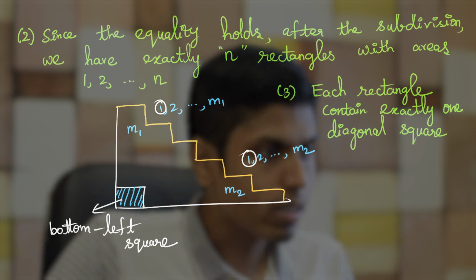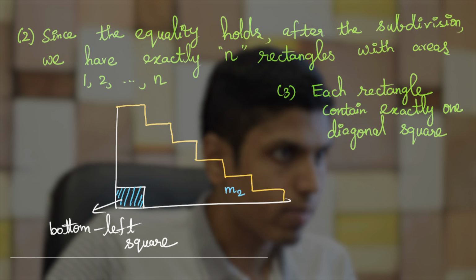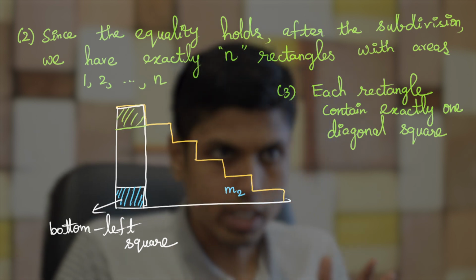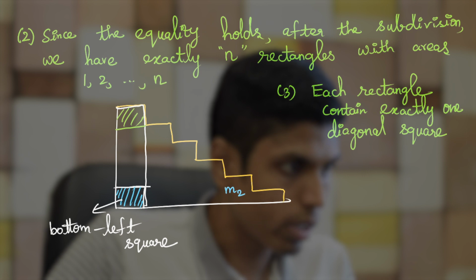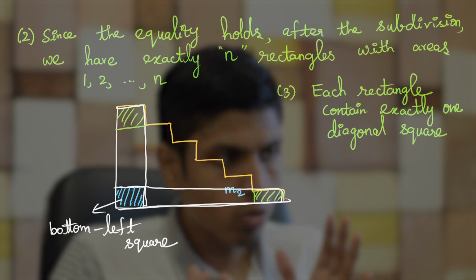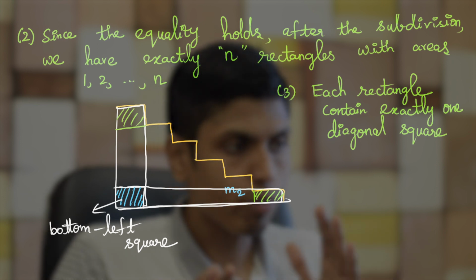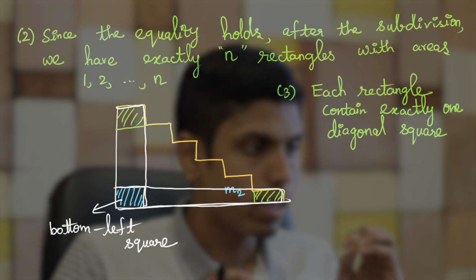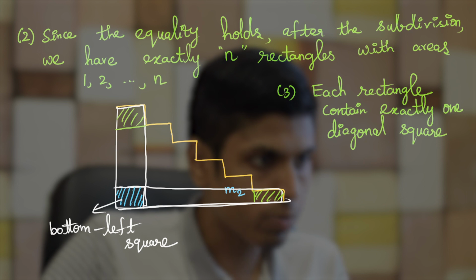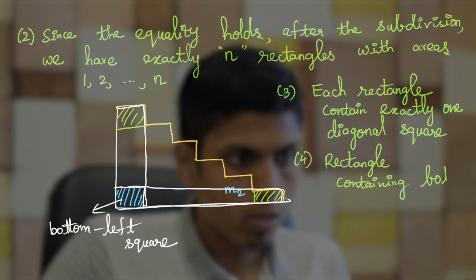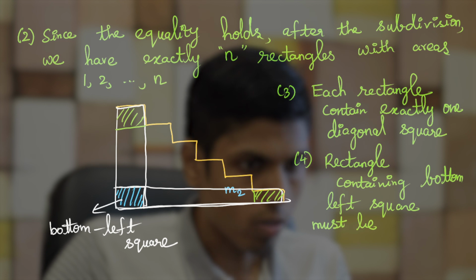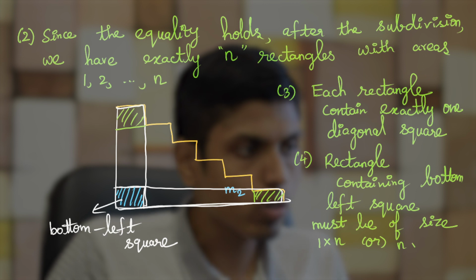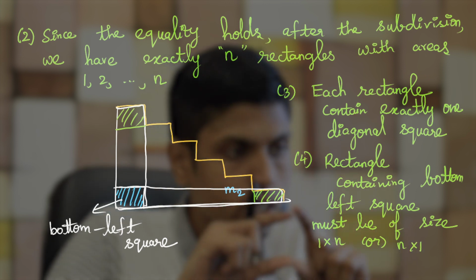That means consider the corner diagonal squares. Let's say this one. Then this would not contradict, or this corner diagonal square would form this rectangle, and this also would not contradict the formation of two different ladders after removing this rectangle. So hence, the fourth observation: the rectangle containing the bottom left square must be of size 1 cross n or n cross 1. N cross 1 is the vertical rectangle and 1 cross n is the horizontal rectangle.